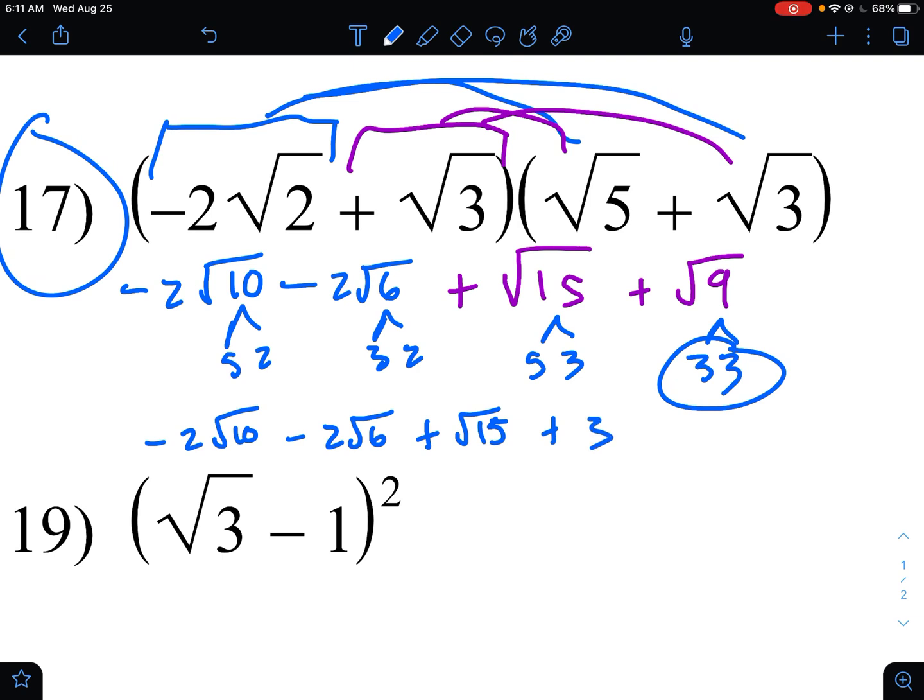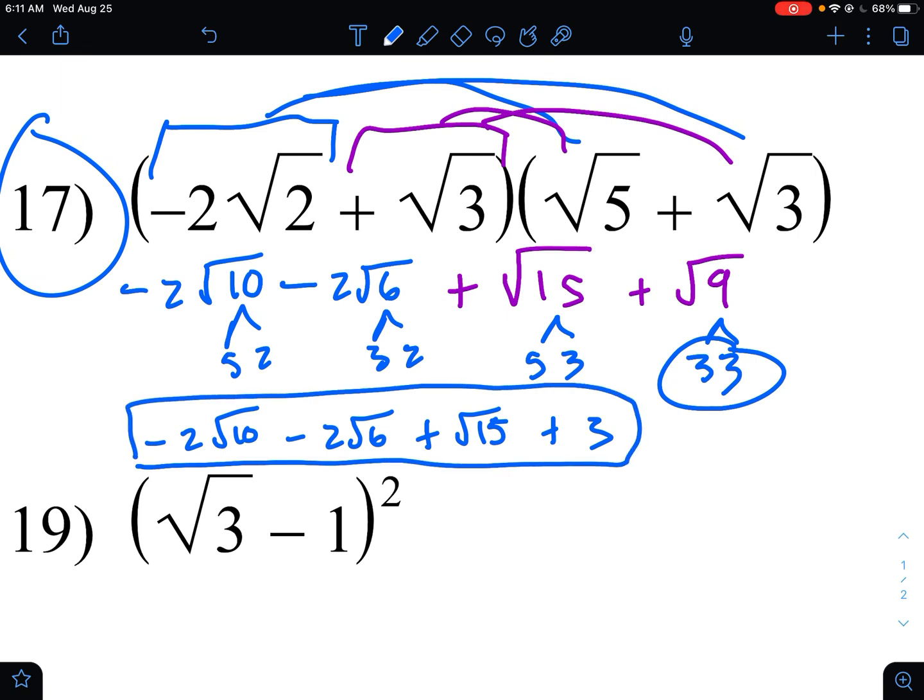Nice. And then you look through, see if any of these combine together. Root 10, root 6, and root 15 are all different, and so they don't combine, which means our problem is done. It's got 4 different terms, but that's okay. So there's a few examples if you'd like to see a few more examples.